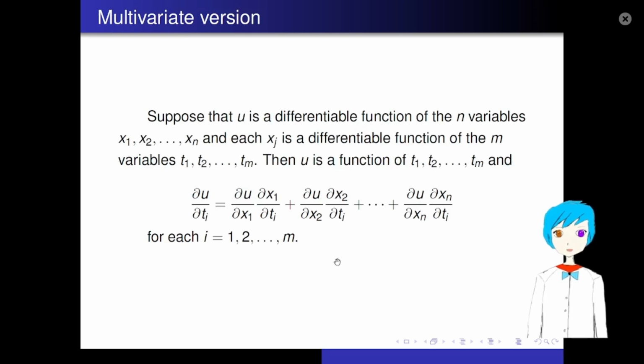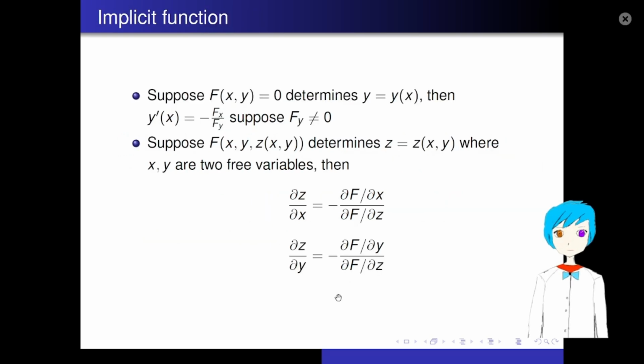Also, if we have a function of n variables, where each of the independent variables is itself a function of another n variables, then partial u/partial ti equals the summation of partial u/partial xj times partial xj/partial ti, when we sum j from 1 to n, for each i equals 1 to n. So this is the general multivariate version of the chain rule.